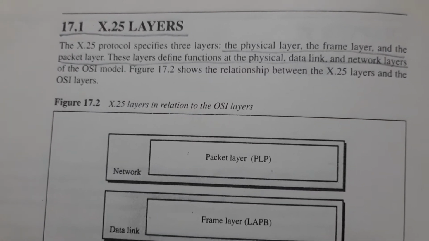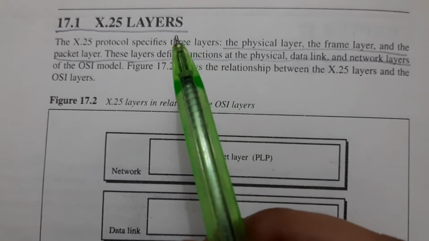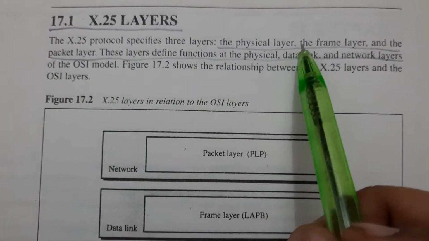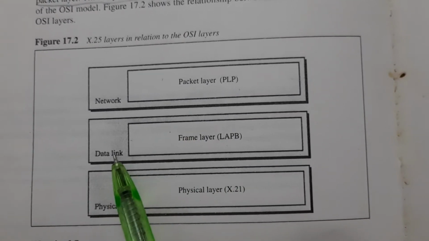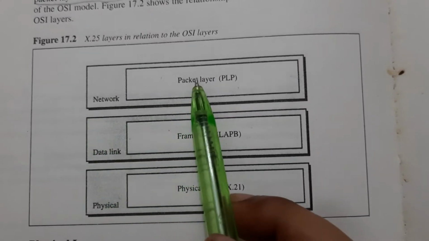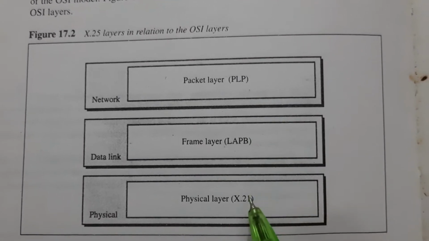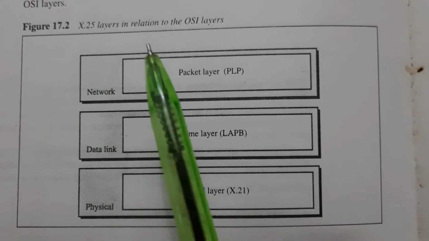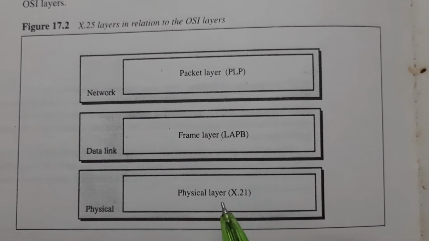Next is the X.25 layers, and X.25 has three layers: the physical layer, frame layer and packet layer. The physical layer represents the physical layer of the OSI model, the data link layer is represented as the frame layer here, and the network layer is represented as the packet layer here. So these are the layers involved, and X.25 relates to those OSI layers.